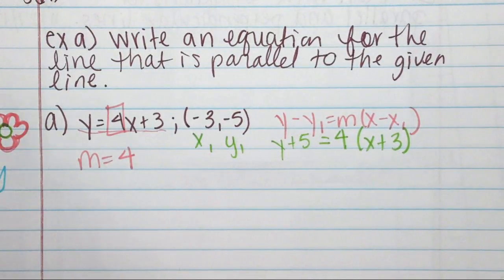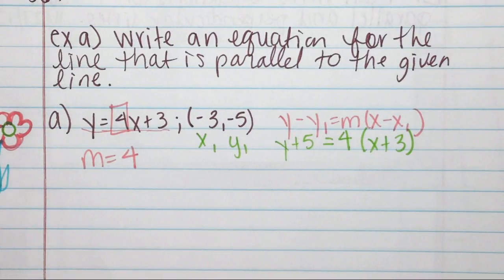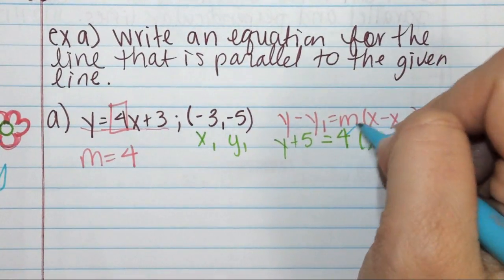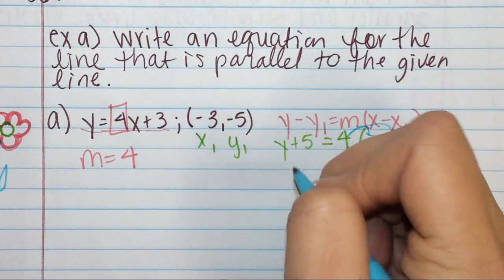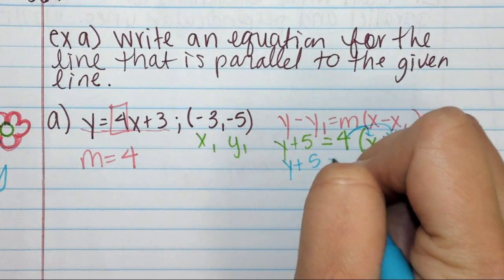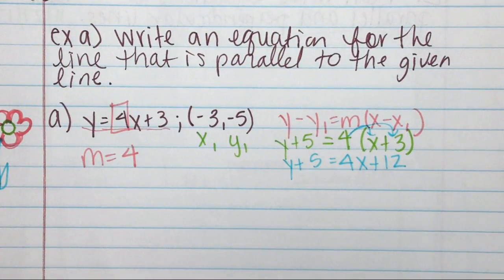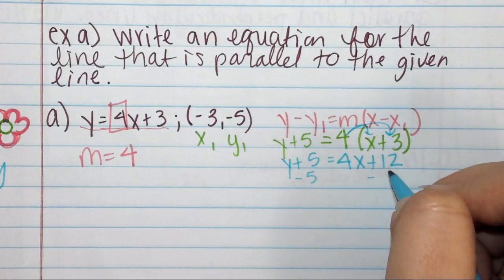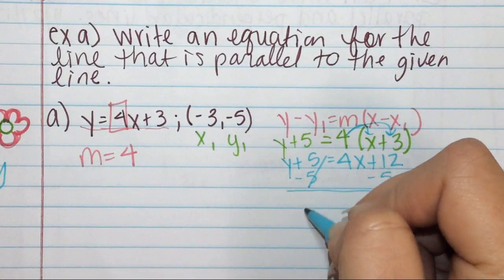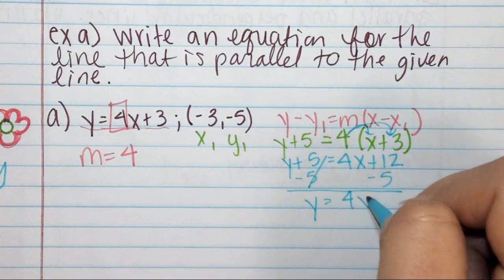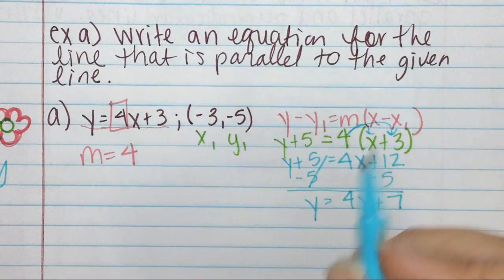Now, it doesn't say how we want to write it. It just says write an equation. We wrote the equation, we can be done. But if we want to be fancy, we can distribute this 4 and write it in slope-intercept form. And we would say y plus 5 equals 4x plus 12. Where did I get that 12 from? 4 times 3. Is everybody with me on what I just did? Okay. Then I'm going to subtract 5 from both sides. And I have y equals 4x plus 7.